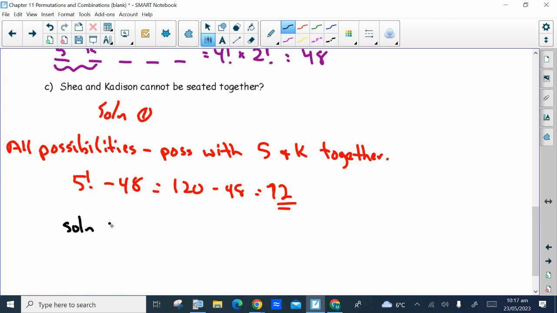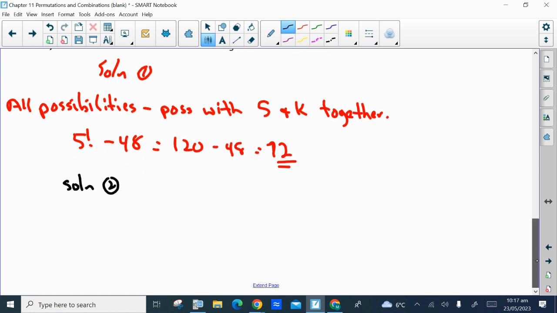Here's another way that this question could be done. Solution number 2. So if they cannot be seated together, we'll mark down spaces for the other 3 people. And notice I've left room in between those spaces. Below, I'm going to mark down some blue spaces. These are the spots that Shay and Caddison could be put in. If they're not together, that means there has to be another person in between them.